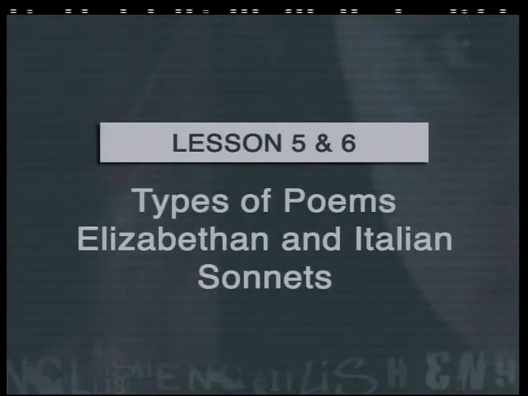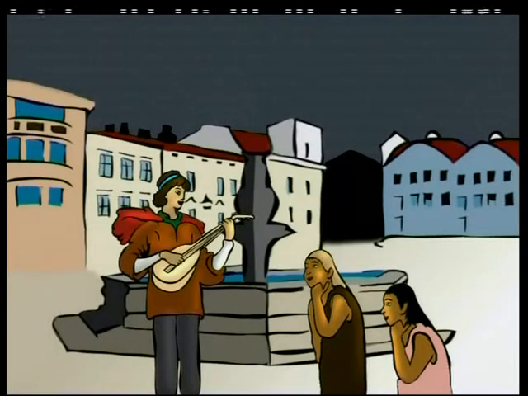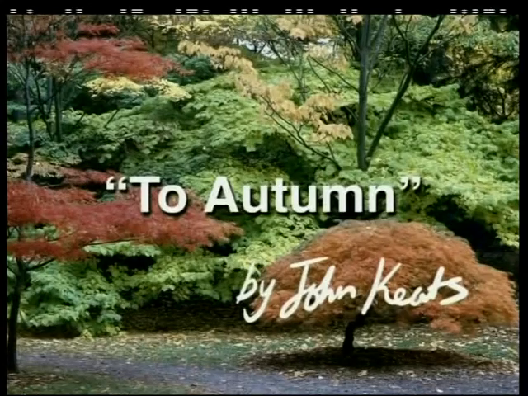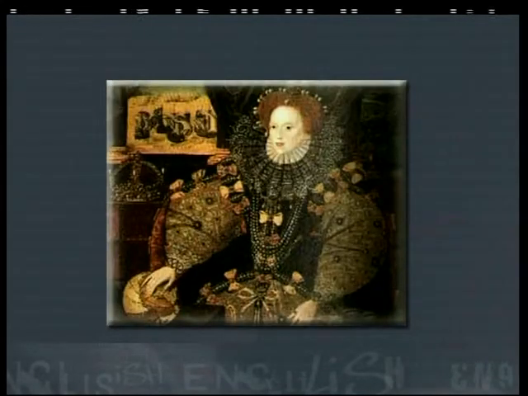In the lessons on types of poems and Elizabethan and Italian sonnets, we consider examples of different types of poems. We learn about ballads and lyrics and where they come from, the structure of haiku poems and the features of odes. Then we go into more detail about the form and structure of sonnets so that learners will be able to differentiate between a Shakespearean sonnet and an Elizabethan sonnet.